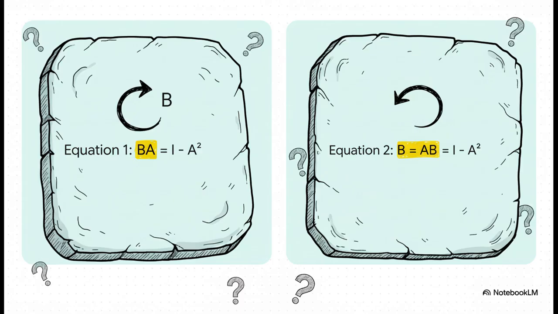These two equations are all we have to go on. Now, at first glance, they look almost identical, don't they? But there's a tiny, crucial difference. In the first one, you've got B times A. In the second, it's A times B. And if you've worked with matrices, you know that little change in order, well, it changes everything.